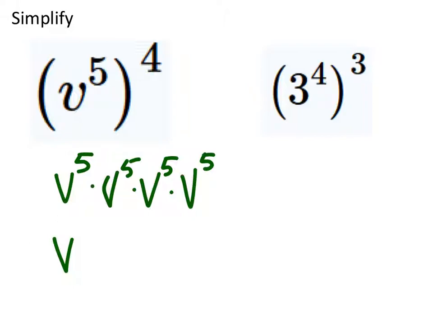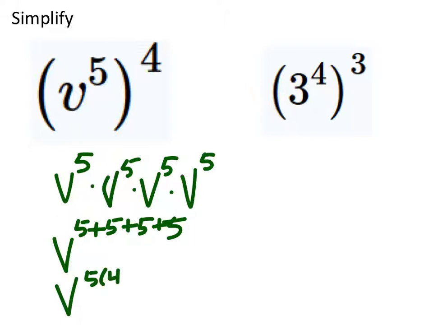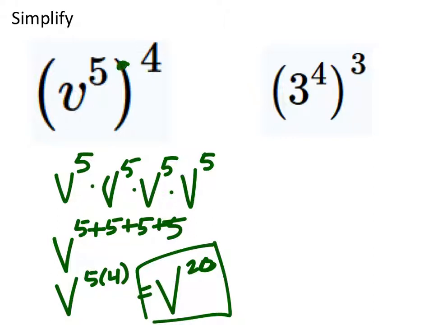But if we use the product rule on this, then it's 5 plus 5 plus 5 plus 5, which is really the same as 4 groups of 5, whatever. It's the same as v to the 20th. Okay, so that's why we're able to just multiply these exponents like that, which means we can do the same for the base 3. So there's really 3 to the power of 4 times 3.